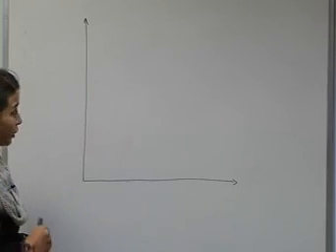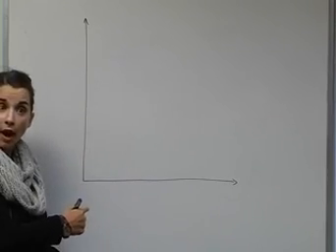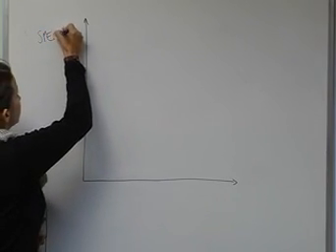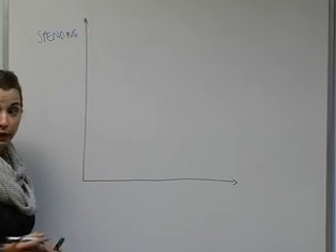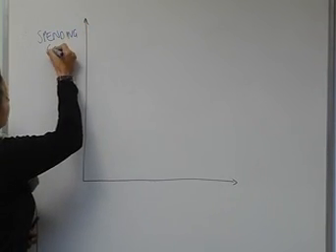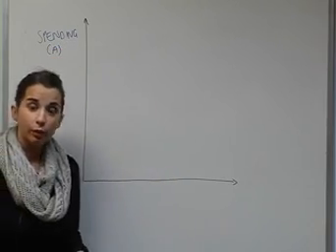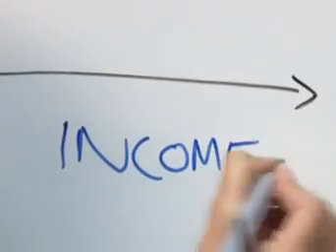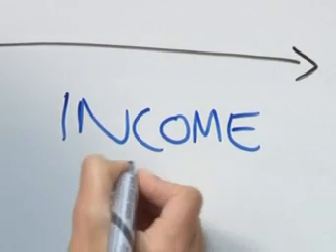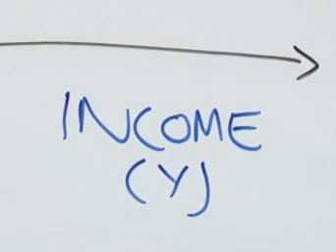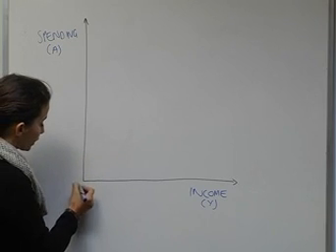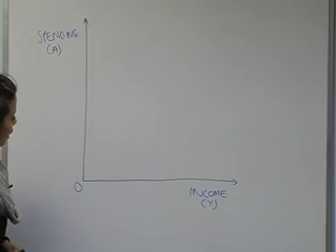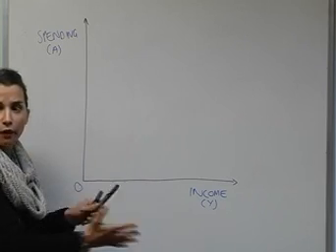So remember, in the Keynesian model, we label our y-axis with spending, which we abbreviate with an A, and the x-axis we label income, which we abbreviate with a Y. I don't know why, that's just A and Y. And then we always draw the 0 to show the origin of the graph. Now we have the two variables of the Keynesian model.